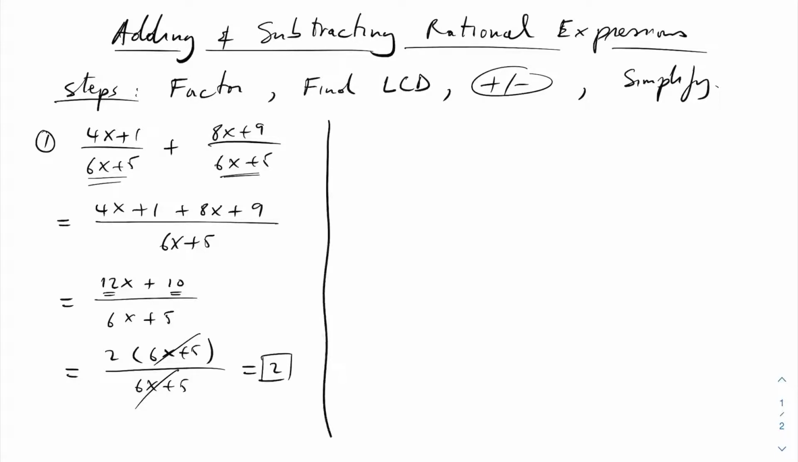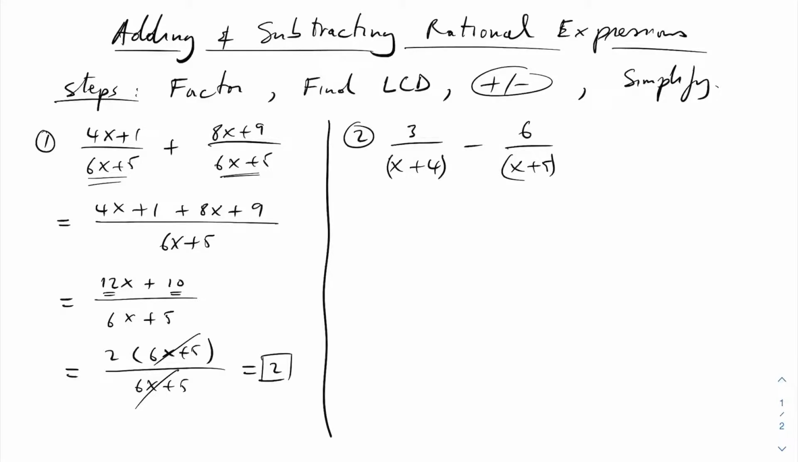Let's look at another one, and let's do a subtraction this time: 3 divided by (x + 4) minus 6 divided by (x + 5). Again, the first step here is already done because these denominators cannot be factored any further.